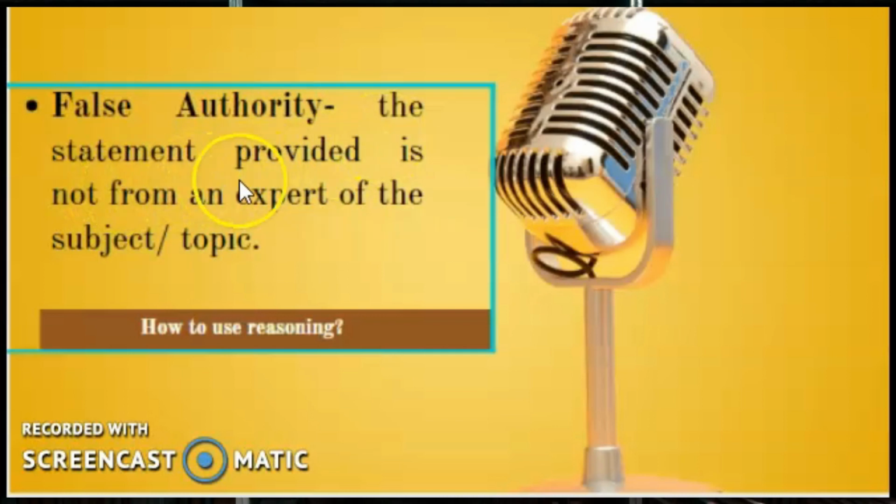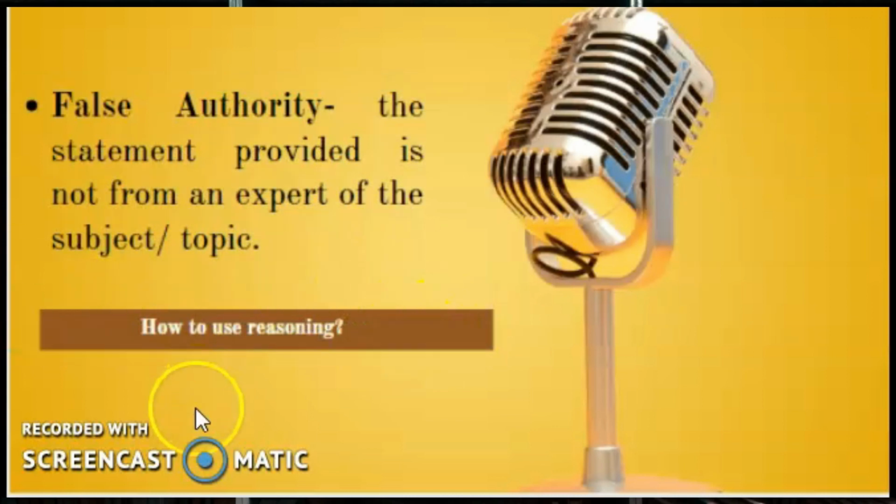The fourth fallacy that we have here is false authority. This happens if the statement provided is not from an expert of the subject or topic. So let us say that we are having this English subject, yet your teacher is a Filipino graduate. So somehow he or she is capable, but he might not be credible enough to teach the language or the subject itself. Also, the fortune teller doesn't have the right to tell you that you will die later because he or she isn't credible enough to tell you when your life will end. So that is false authority.